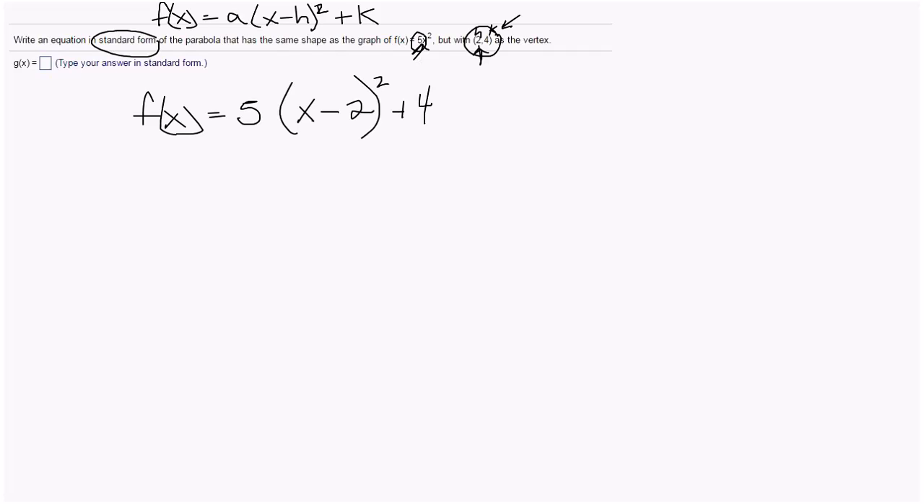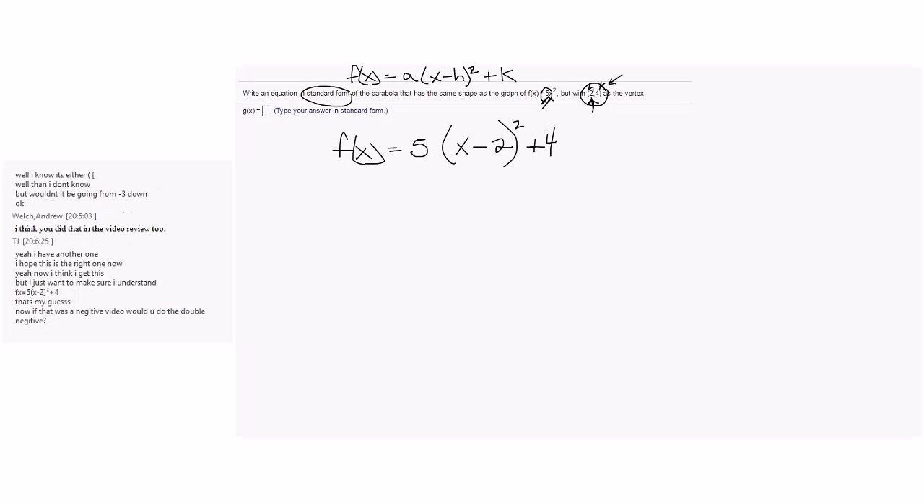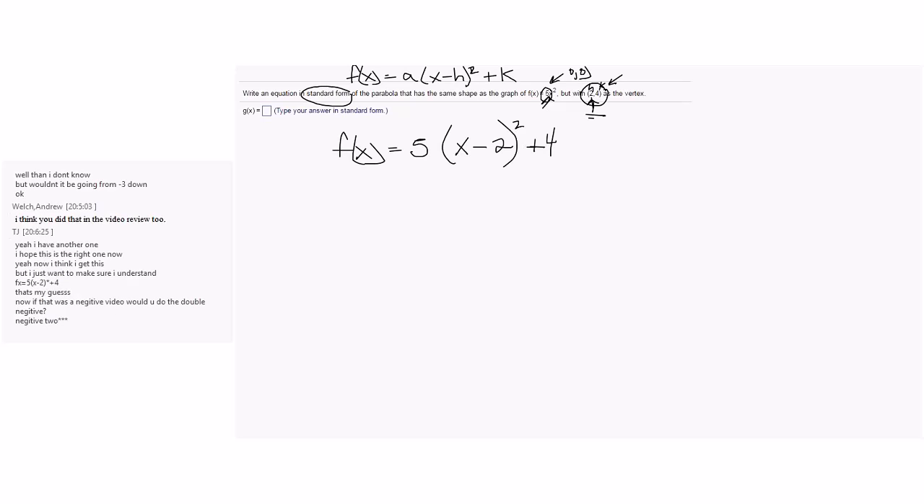So this is the standard form of a parabola that has the same shape as 5x squared, but whereas the vertex for 5x squared would be at the origin, 0 and 0, this one, the new one, has a vertex that's moved over by 2.